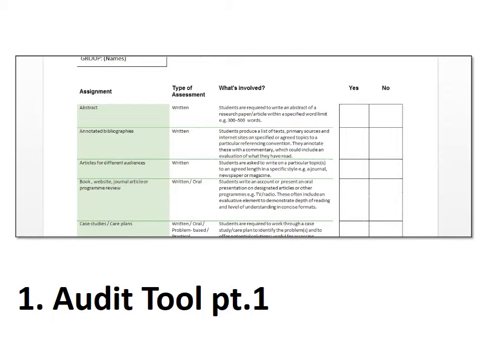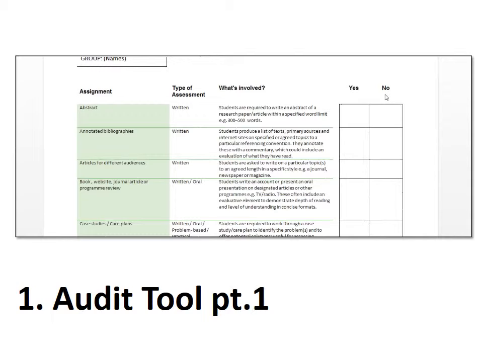In the first exercise, the aim is really to think about the kind of assignment, to think about the different forms that that assignment could be assessed, and then to think about a little bit more about what students actually do, what's involved in that assessment. To the right are two columns, one marked yes and one marked no. The aim here is that you put a tick in each of the boxes whether your department uses that particular kind of assignment and assessment or doesn't.